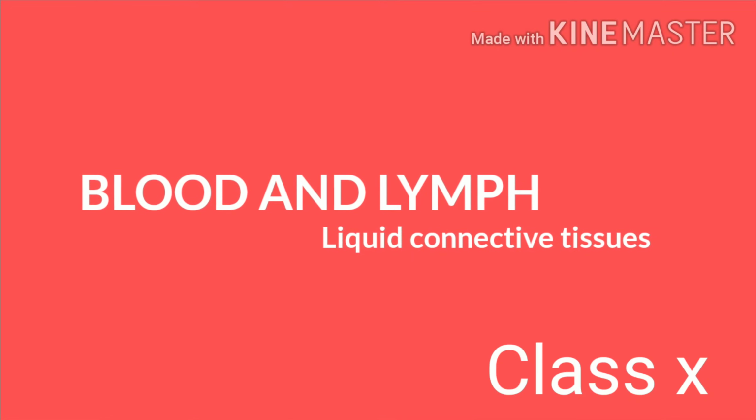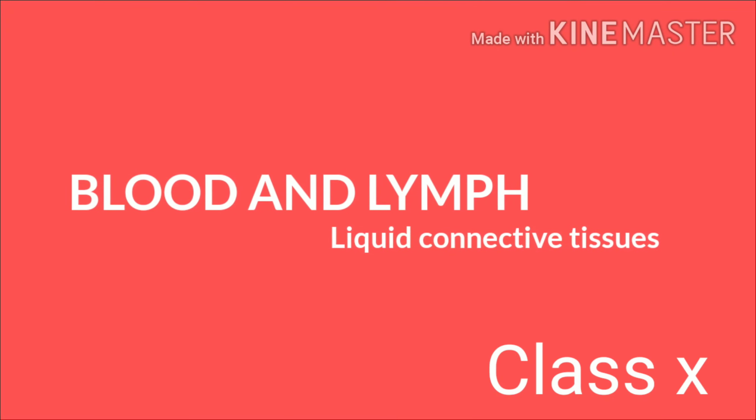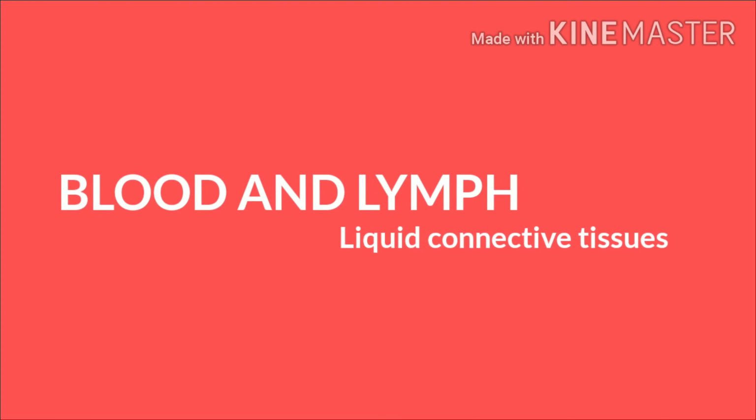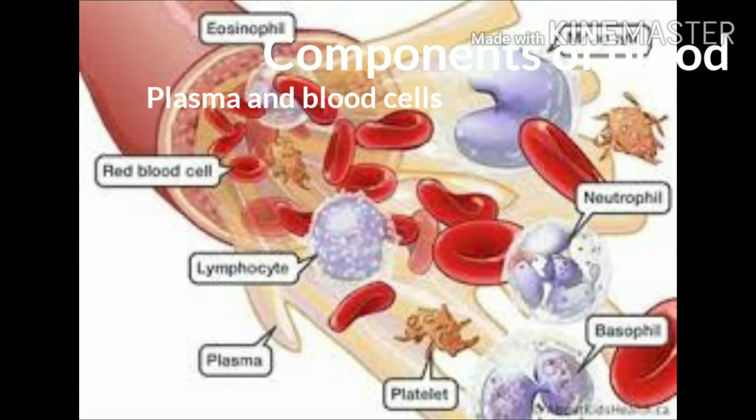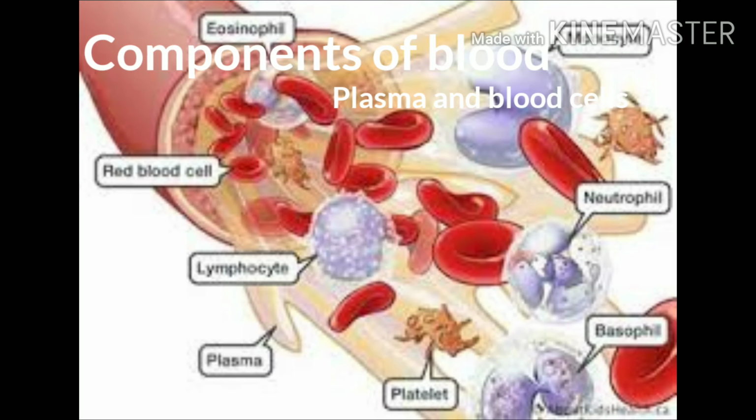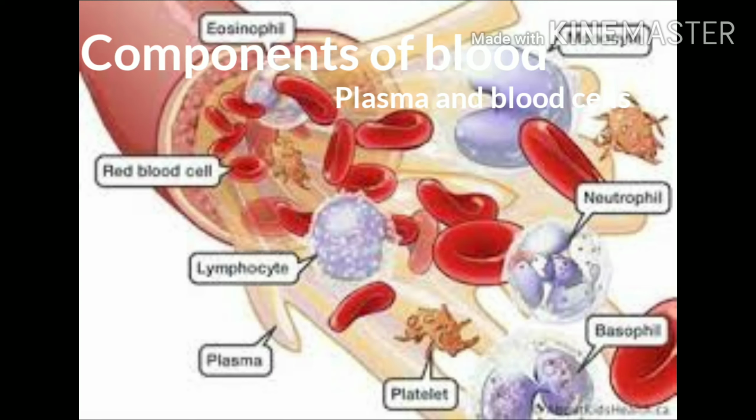Transportation in animals would not be complete if we do not read about the two kinds of liquid connective tissue, blood and lymph. Blood is a red color liquid which circulates in our body. It is red because it contains a pigment called hemoglobin in it. Its main components are plasma, red blood cell, white blood cell and platelets.